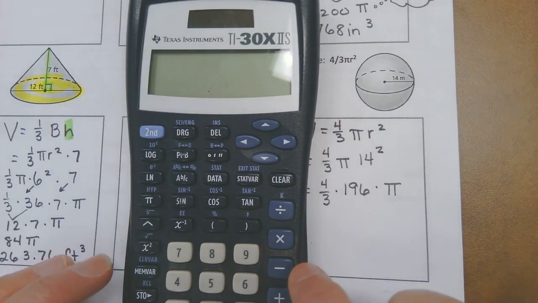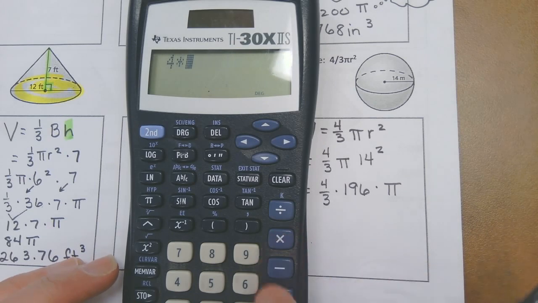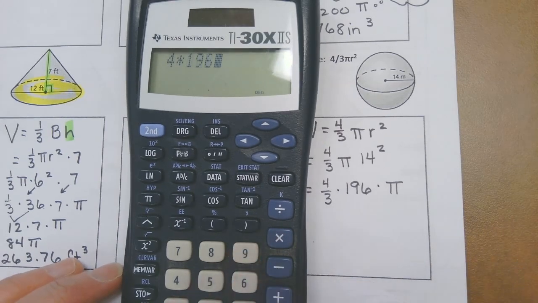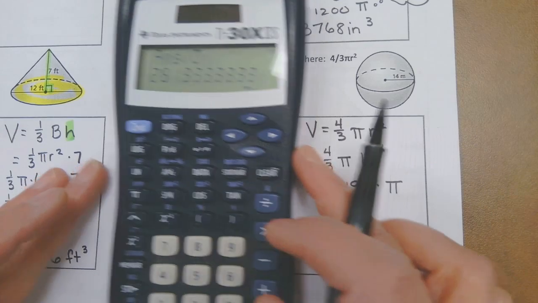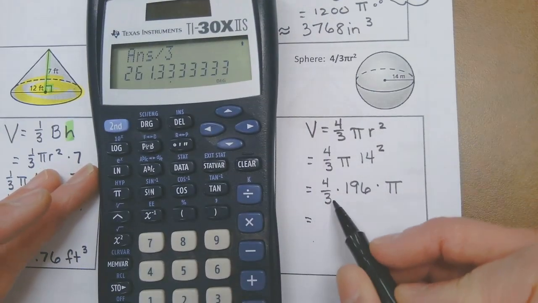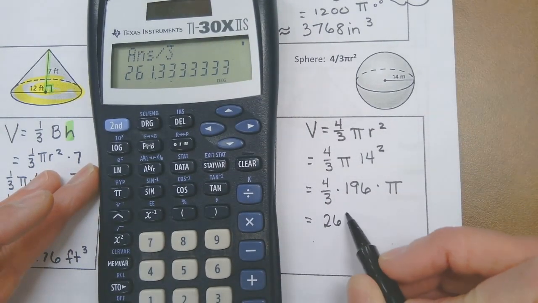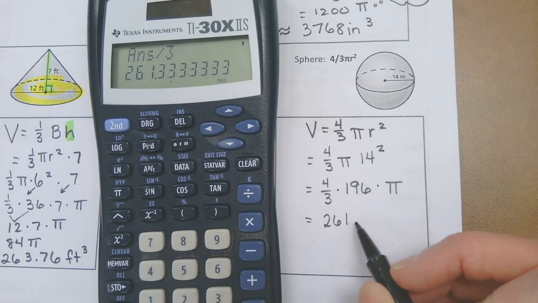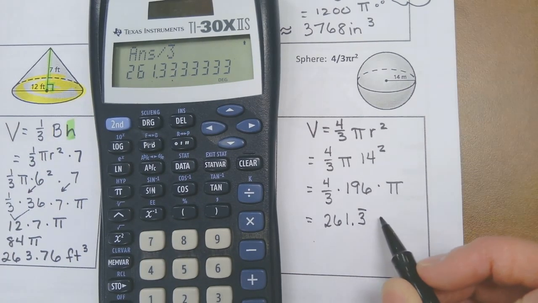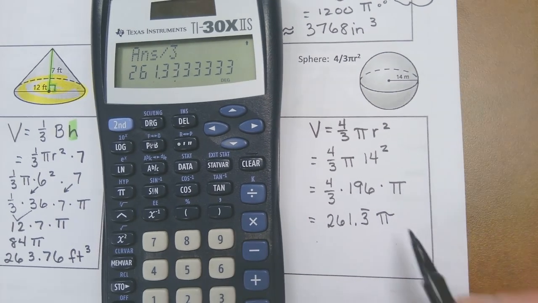I said I was going to do 4 times 196 equals, divided by 3, and we're going to get this repeating decimal. So I could either write that this is equal to 261, and I know a repeating 3 is 1/3, so I could put 1/3 here, or I can put a repeating 3 times pi, and that's my answer in terms of pi.